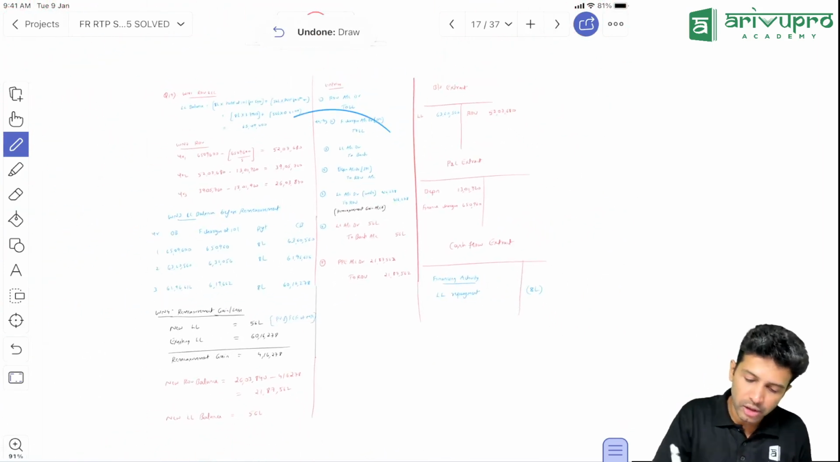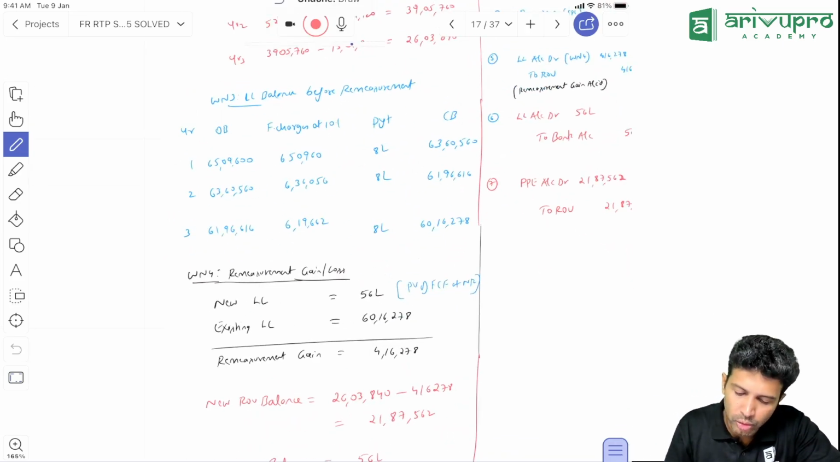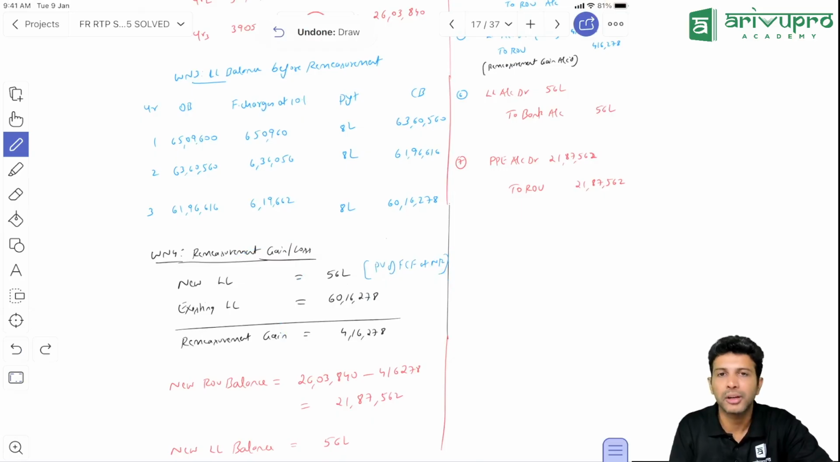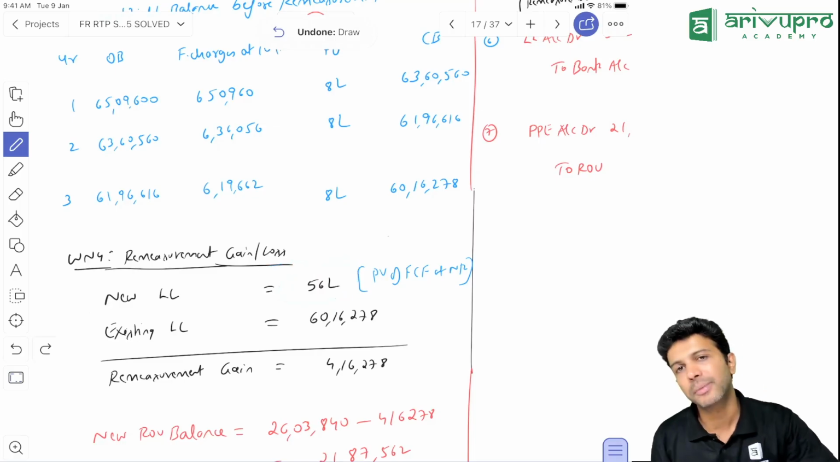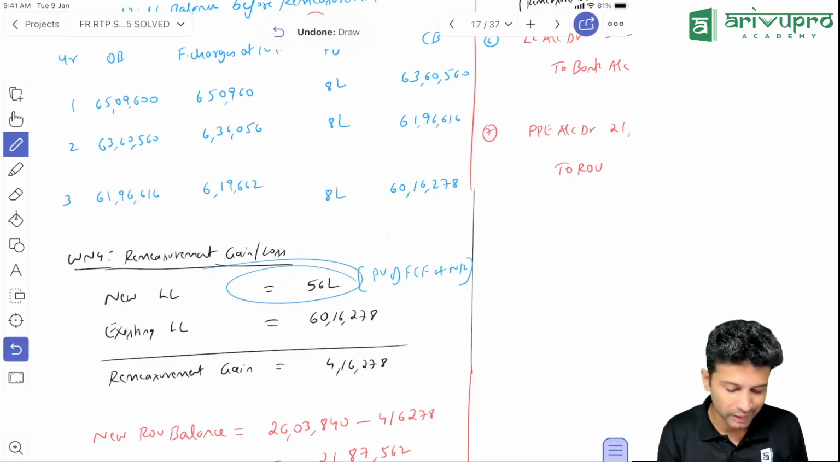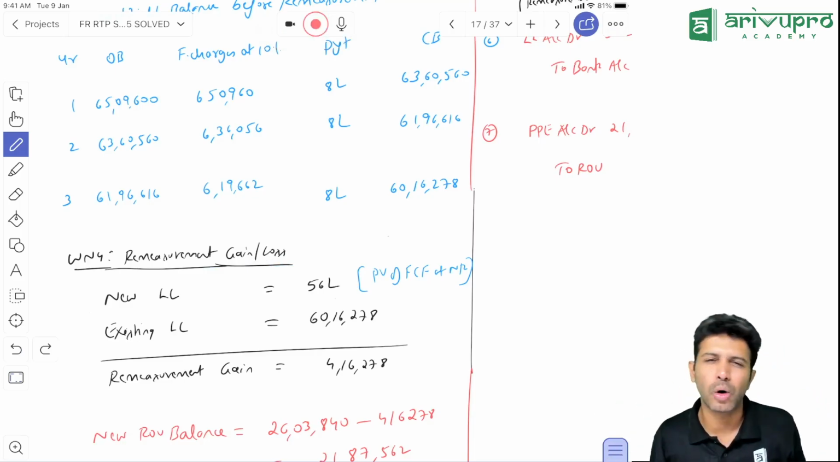Okay, these are all your calculations and the entry part. Pretty basic only, right? This is the only new concept here that we need to remember. We don't have any future cash flows, so that payment itself becomes what? The new lease liability balance. This one should click, right? If this clicks, the rest everything you already know.